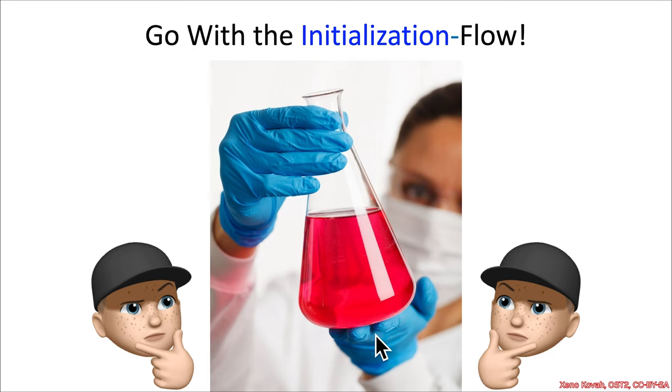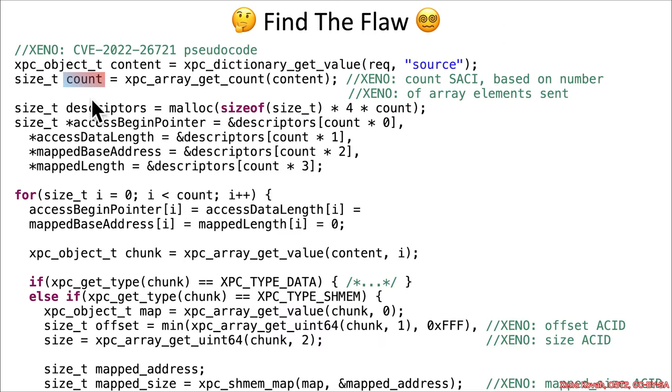So now we will go with the acid flow to see how the acid flow influences the initialization flow, leading to uninitialized data access, leading to acid data access. Here we go. We're going to start with the count, which I said is sassy because it's based on the number of array elements that are sent between the processes. Again, this is code that's being run inside of CVM server.